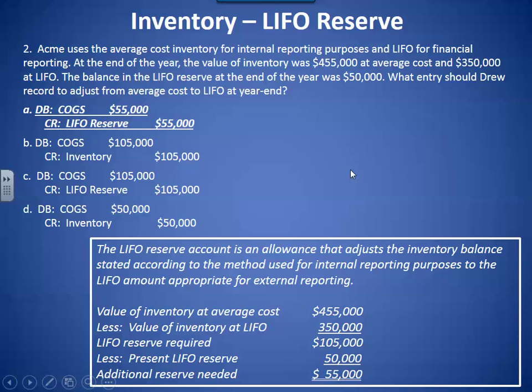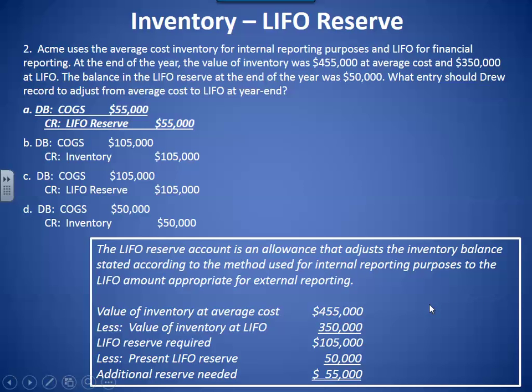And again, the question was, what entry should Acme record to adjust from average cost to the LIFO reserve, knowing that we already had a balance in our LIFO reserve of $50,000? And the answer in this case is A, $55,000. Again, the LIFO reserve account is an allowance that adjusts the inventory balance stated according to the method used for internal reporting purposes to the LIFO amount approximate for external reporting and also then probably for tax purposes.